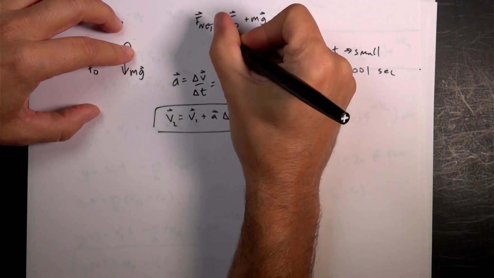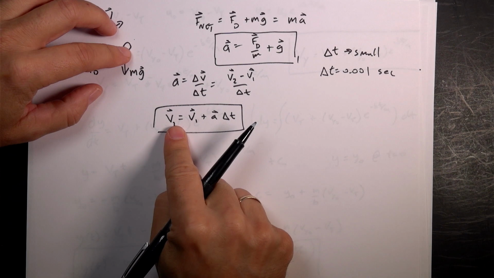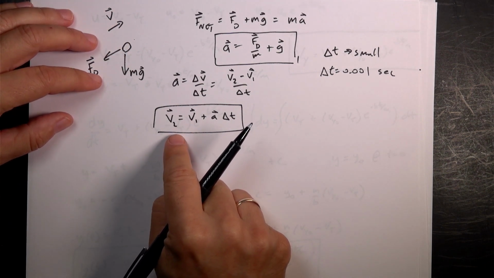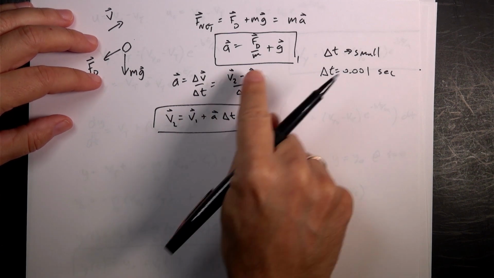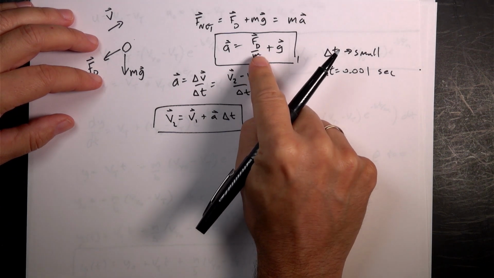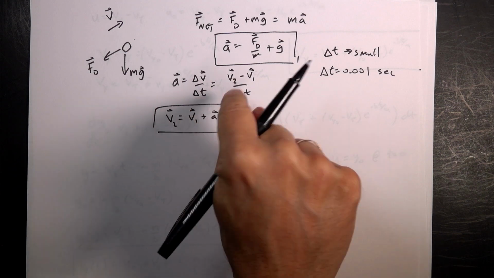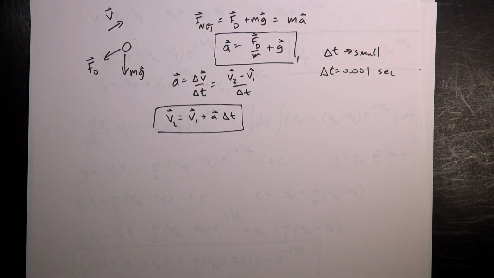That's important. So now I can find the velocity at the end of the time interval, and then I can use that as the velocity at the beginning of the next time interval, and I can recalculate the acceleration because it depends on the velocity. And then I can redo this, and I can calculate all the velocities in order, v1, v2, v3, and so forth, using this method.